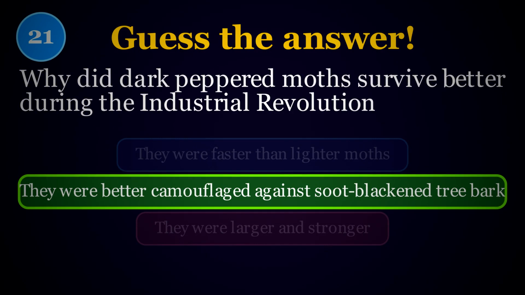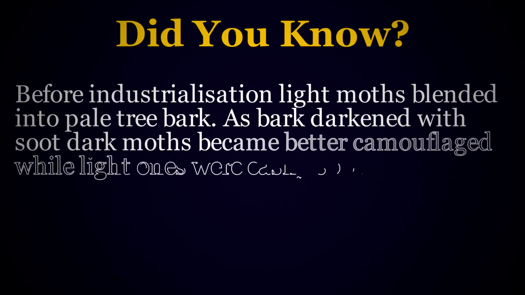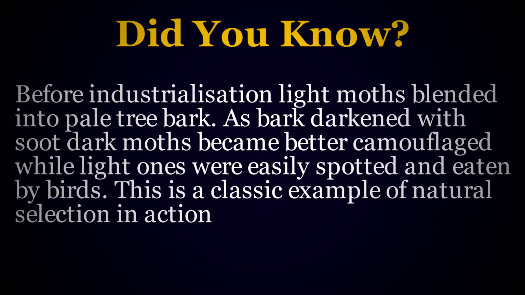The correct answer is, they were better camouflaged against soot-blackened tree bark. Here's a nugget of wisdom: before industrialization, light moths blended into pale tree bark. As bark darkened with soot, dark moths became better camouflaged while light ones were easily spotted and eaten by birds. This is a classic example of natural selection in action.